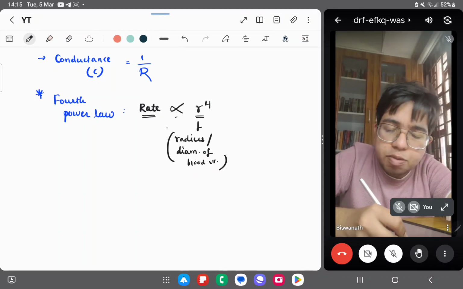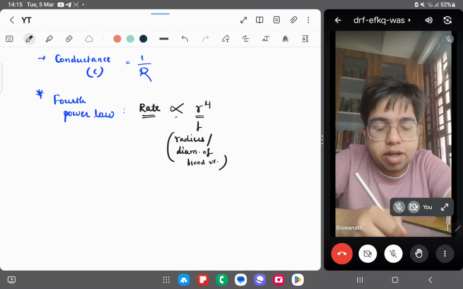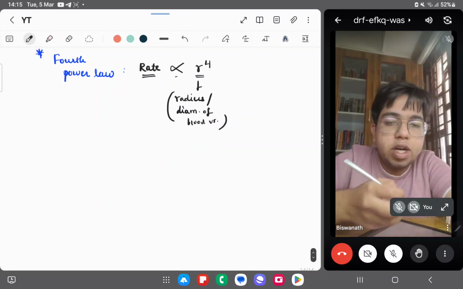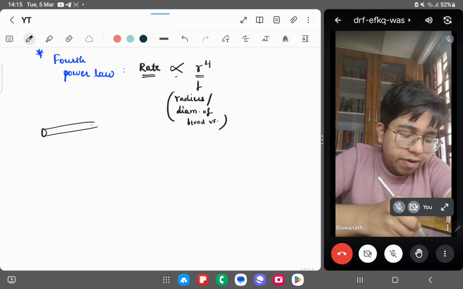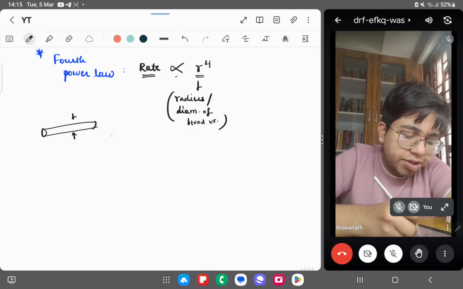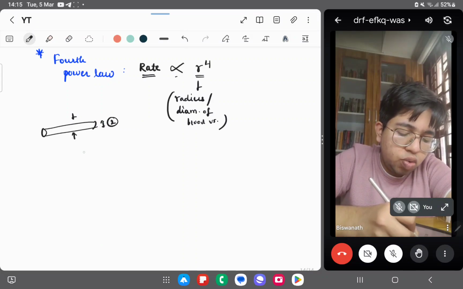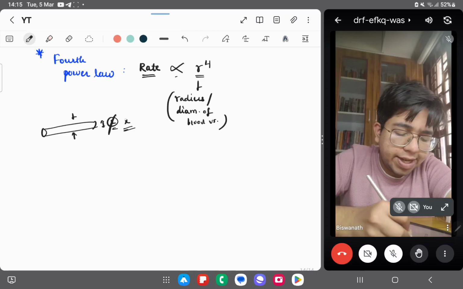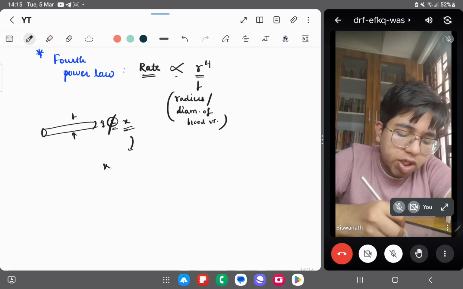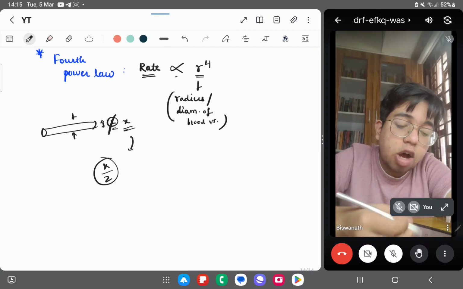Not equal to, it is proportional. So radius, diameter doesn't matter here. If someone says that the diameter, like if a blood vessel has vasoconstriction, let's say it is x, and there is vasoconstriction, it becomes x by 2. So how much will the rate be?